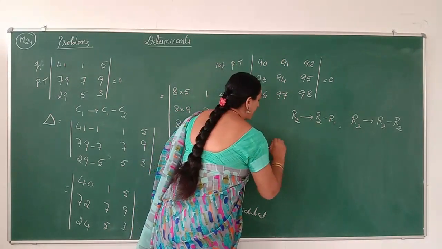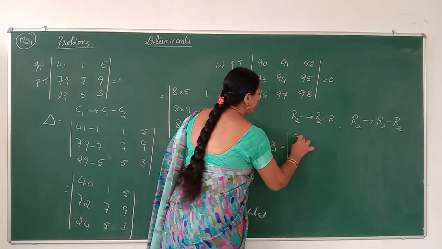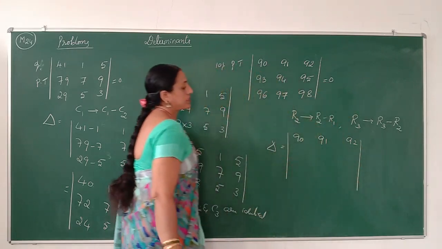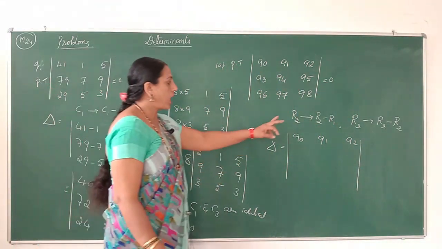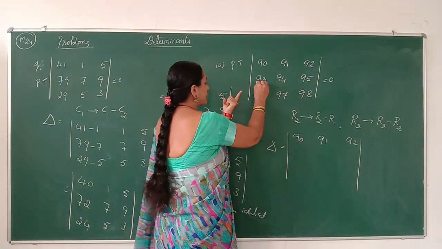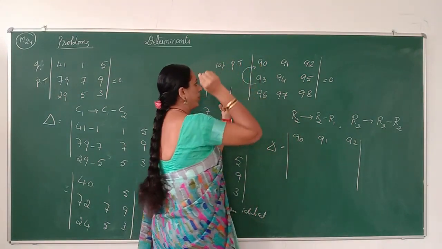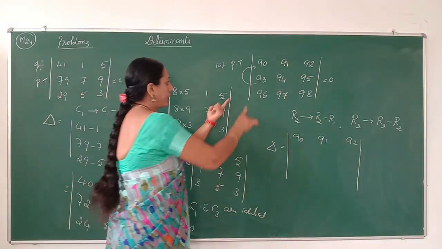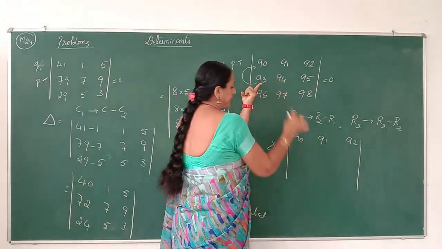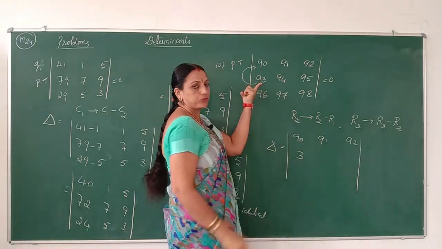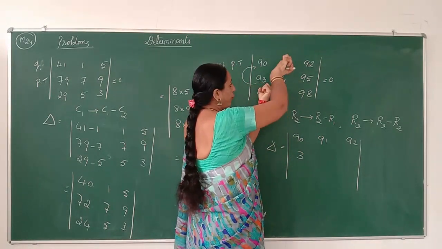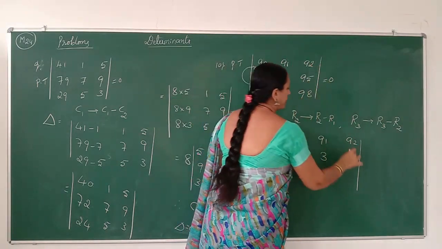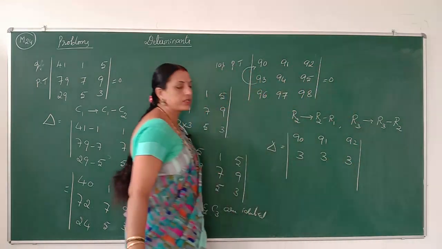So, therefore, the elements of R1 are 90, 91, 92. The elements of R2 can be written as R2 minus R1. Corresponding elements of the second row are subtracted with the elements of the first row. That is 93 minus 90 is nothing but 3. Similarly, 94 minus 91 is 3. 95 minus 92 is nothing but 3.